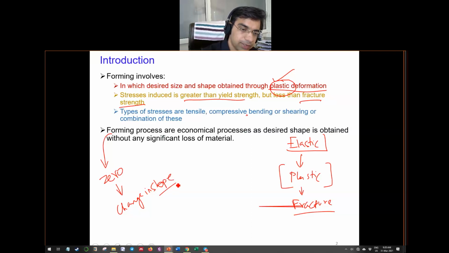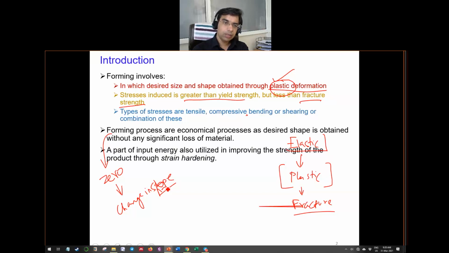Okay, so almost no waste is produced in this case. So these are also considered one of the most economical processes. In this case, the forming processes also have an added benefit: whenever you subject any material or product to a forming process, its strength also improves. The strength is improved by a phenomenon known as strain hardening.